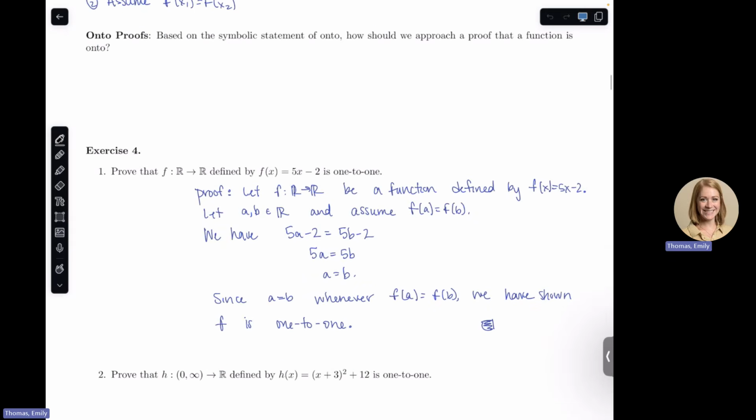So we let f from R to R be a function defined by f of x equals 5x minus 2. Let a and b be in R, our domain, and assume that f of a equals f of b. That means 5a minus 2 equals 5b minus 2, so 5a equals 5b, so a equals b. And since a is b, whenever f of a equals f of b, f is one-to-one. Do you want to keep writing one-to-one proofs? Do you want to talk about onto proofs?